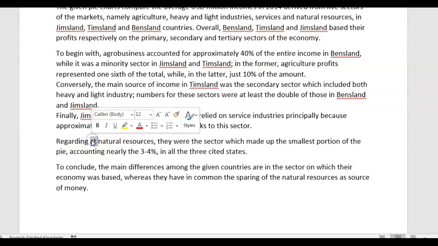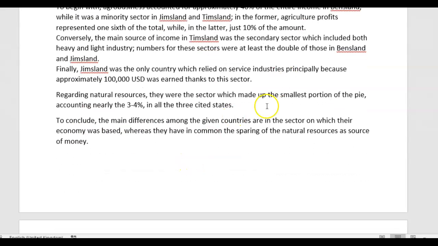Regarding natural resources, they were the sector which made up the smallest portion of the pie. Okay, I would say of the distribution, not of the pie. You know, we call them pie charts, but I wouldn't really refer to the pie as the whole statistics idea. Accounting nearly 3-4%. No, I wouldn't say nearly. Accounting about 3-4%, and you don't need this comma, in all 3 cited states.